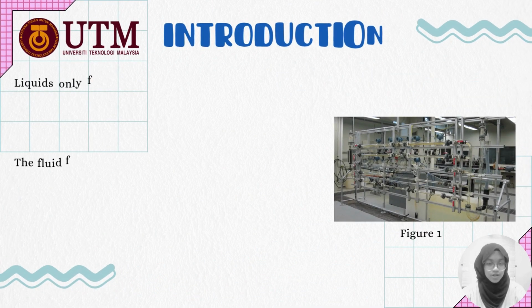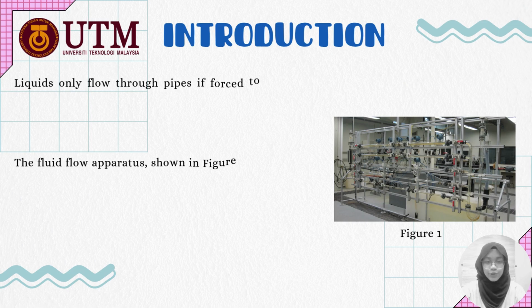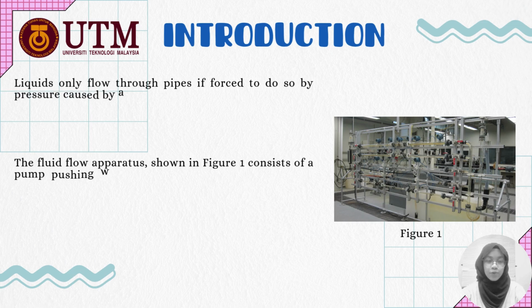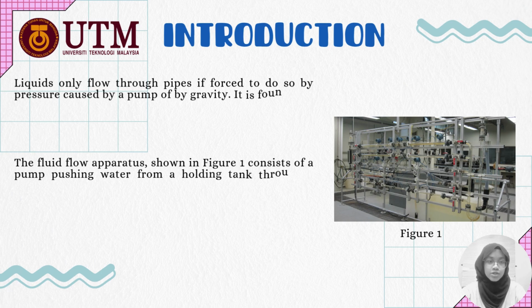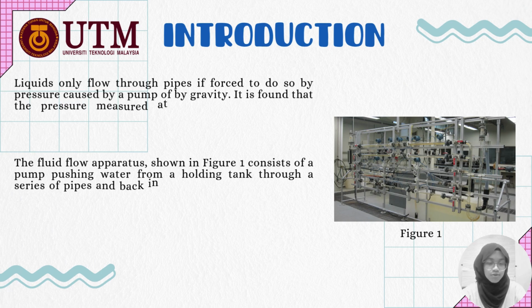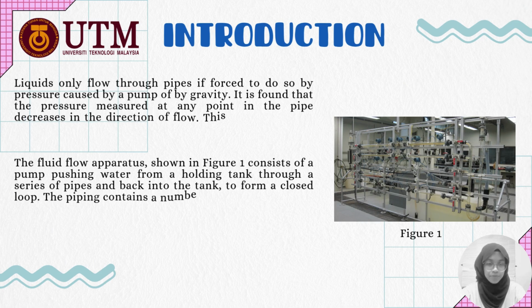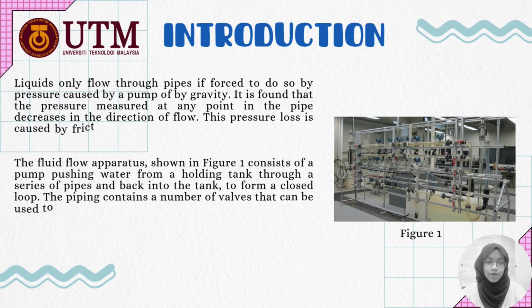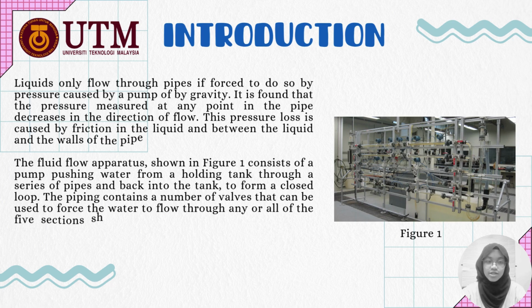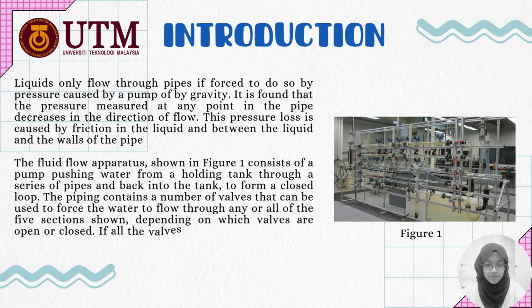For the introduction of our experiment, you should know that fluid only moves through the pipe when compelled to do so by gravity or pressure from a pump. The measured pressure at any point in the pipe is observed to drop when the flow direction changes. This pressure loss results from friction inside the liquid as well as between the liquid and the pipe wall.